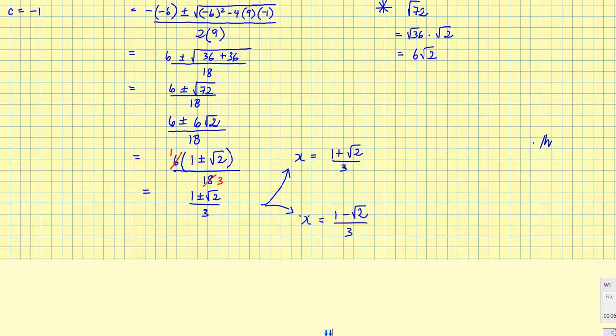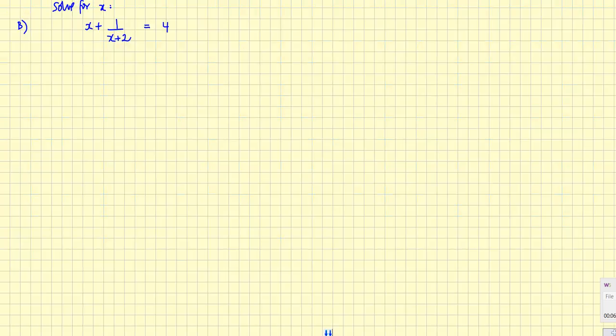Let's take a second example. This isn't quite written out as a quadratic, but we can certainly put it as a quadratic by getting rid of our denominator of x plus 2 here in this fraction. So everything in this entire equation is going to get multiplied by x plus 2. So I will have x multiplied by x plus 2 plus 1 is equal to 4 times x plus 2.